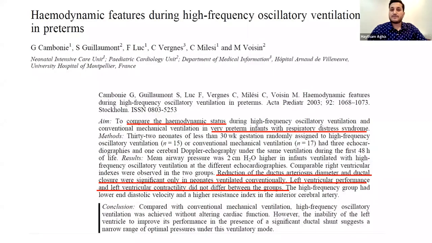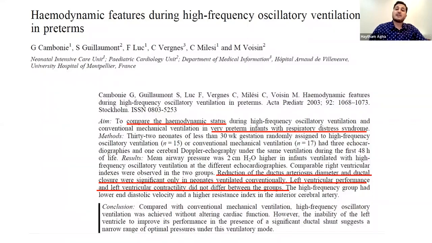Also, this is another study that tests hemodynamics between high frequency oscillatory ventilation and conventional mechanical ventilation in preterm infants. They looked at the size of the patent ductus arteriosus, as a flow and closure indicator of pulmonary vascular resistance. And they looked at the cardiac index as a parameter of LV function.